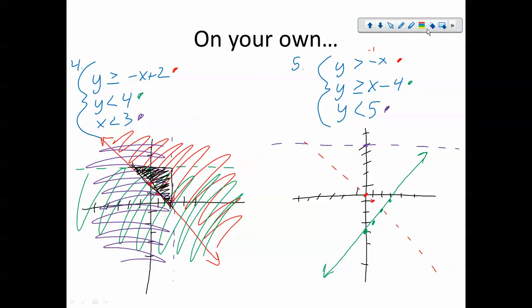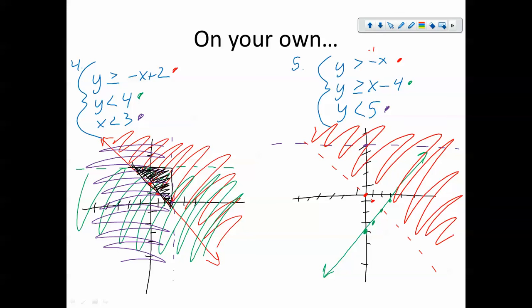Let's do my shading. Shading on the red line. This is y is greater than -x. So there's the section below, which is less than, and there's the section above, which is greater than. So I'm shading this section right here. The green line, I am shading the section that is above this, which is the greater than side. So I'm going to shade these.